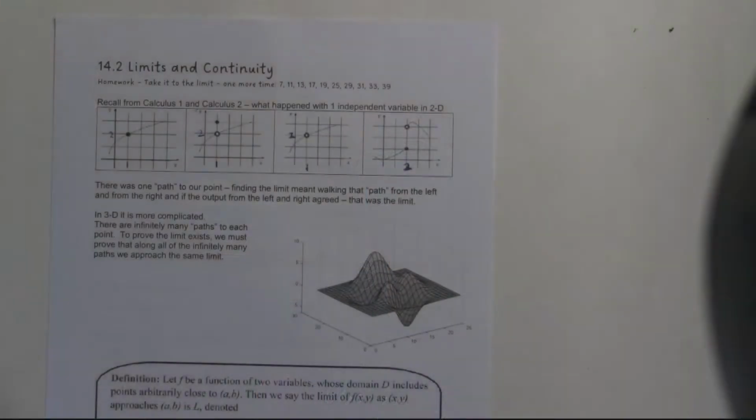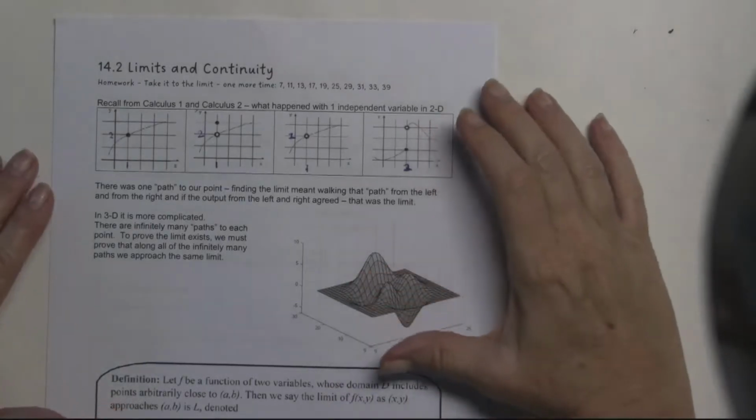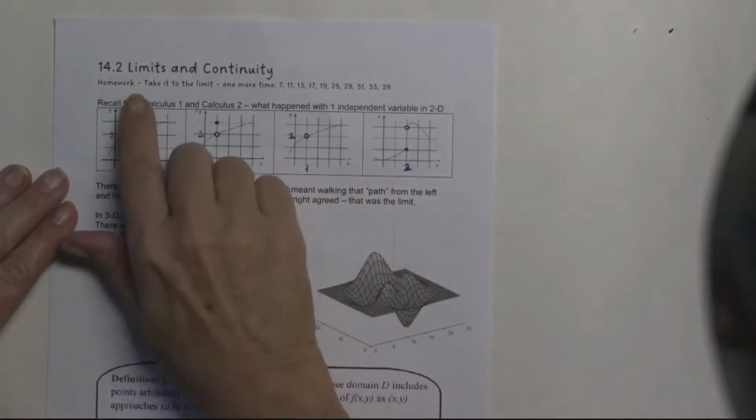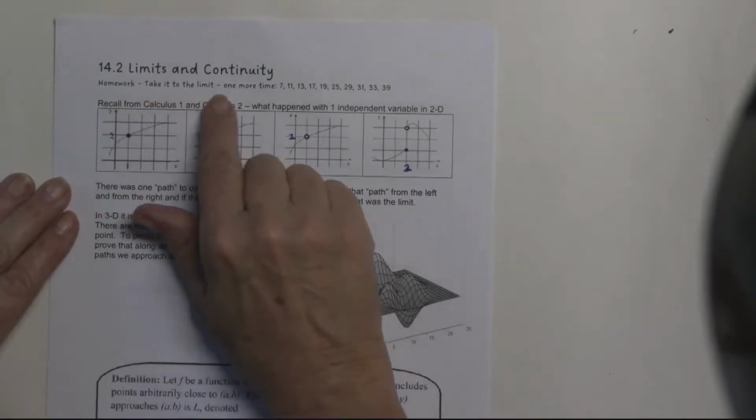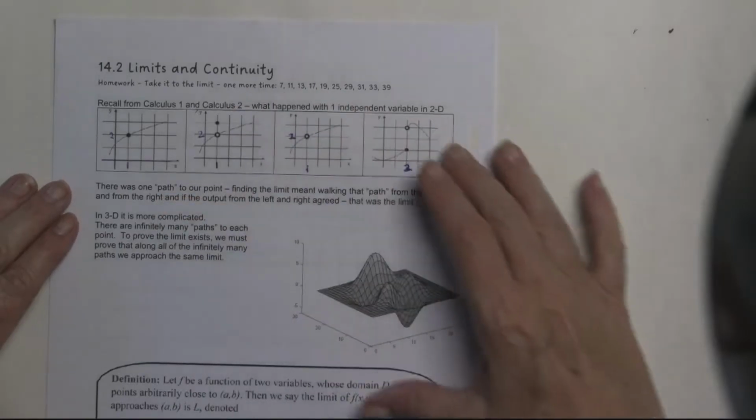Let's see here. I'm going to go to the paper view. And so, like I said, 14.2, limits and continuity. I think this is spicy. Look, I have your homework with little cute sayings. Have you guys noticed that?